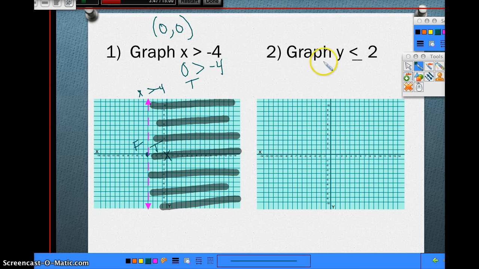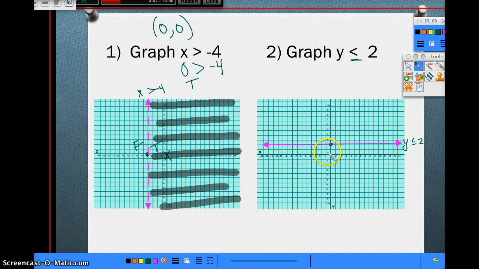All right, the next graph says graph y is less than or equal to 2. Well, it says find 2 on the y-axis, which is right here. This is going to end up being a horizontal line. It has the equal sign under it, so that means when I go to draw my line, make sure that your line is solid, like this. Make sure you label it.